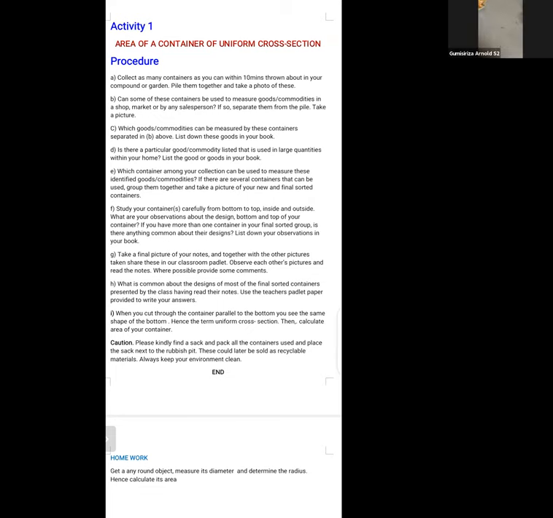Which container among your collection can be used to measure these identified goods, stock commodities? If there are several containers that can be used, group them together and take a picture of your new and final sorted containers. Thank you so much, Gomez Teresa. Make sure you unmute yourself, okay?